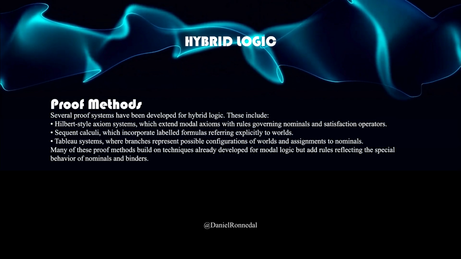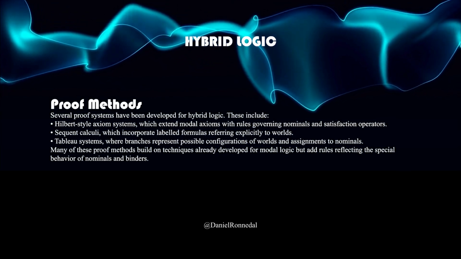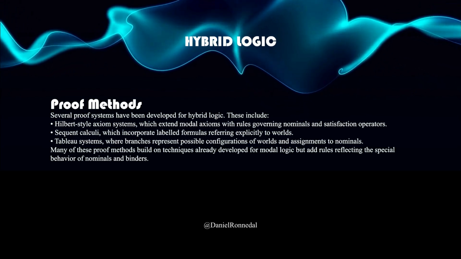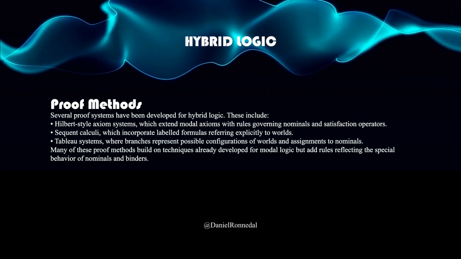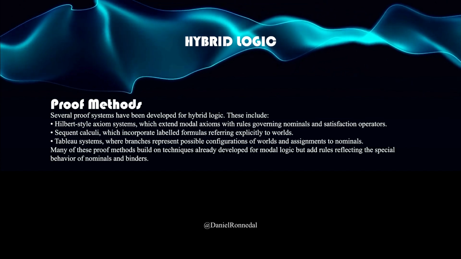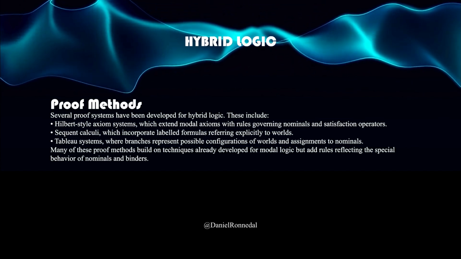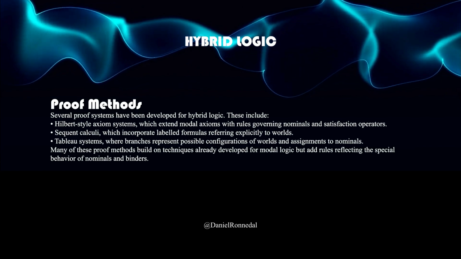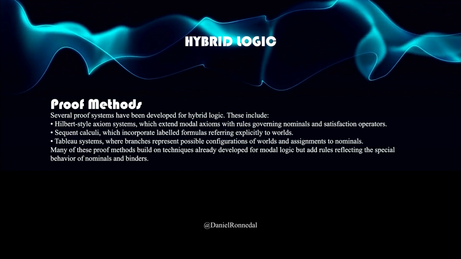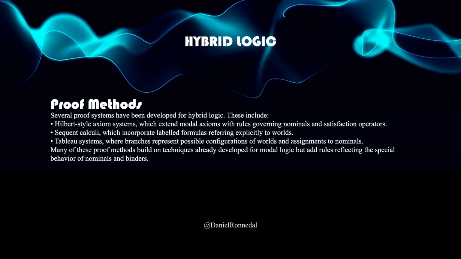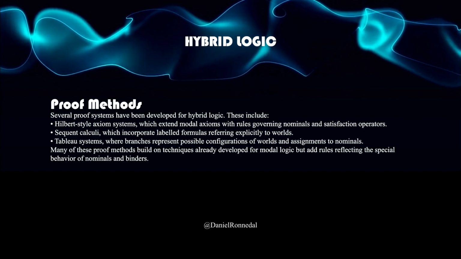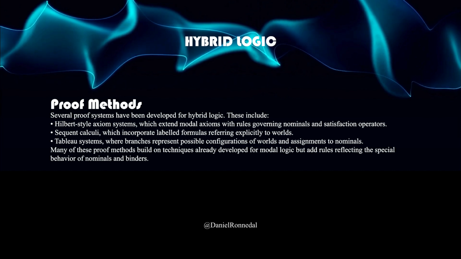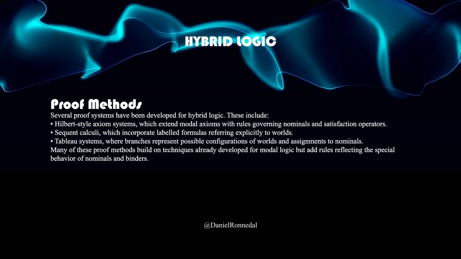Several proof systems have been developed for hybrid logic. These include Hilbert-style axiom systems, which extend modal axioms with rules governing nominals and satisfaction operators, sequent calculi, which incorporate labeled formulas referring explicitly to worlds, tableau systems, where branches represent possible configurations of worlds, and assignments to nominals. Many of these proof methods build on techniques already developed for modal logic, but add rules reflecting the special behavior of nominals and binders.